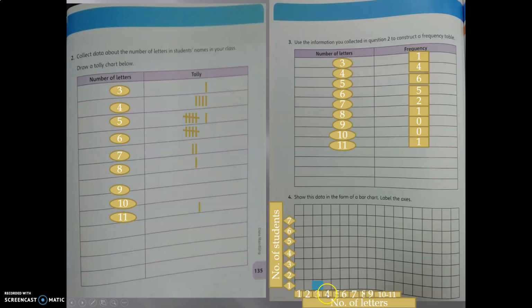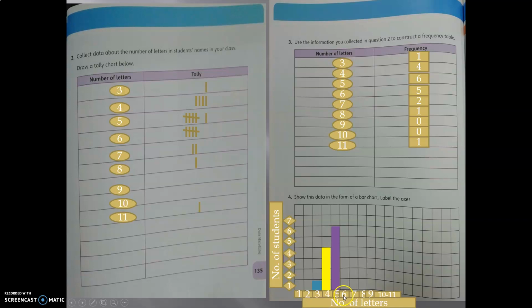What about the 4 letters? How many students have names made of 4 letters? Oh, 4 students. So on the number of letters 4, we need to color how many students? 1, 2, 3, 4. So our column will be colored up to 4. Go up to your frequency table. If we are talking about 5 letters, how many students have names that contain 5 letters? Oh, we have 6 students. So we will color up to 6.